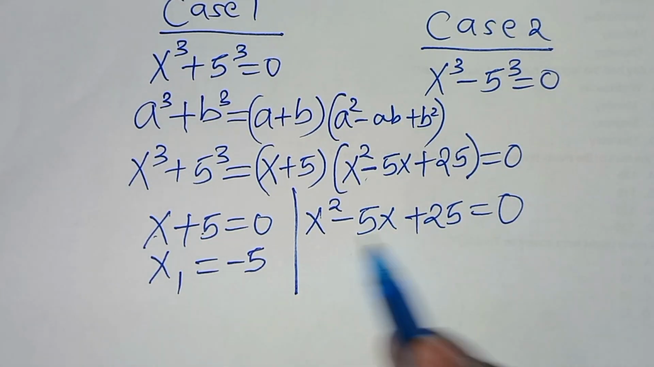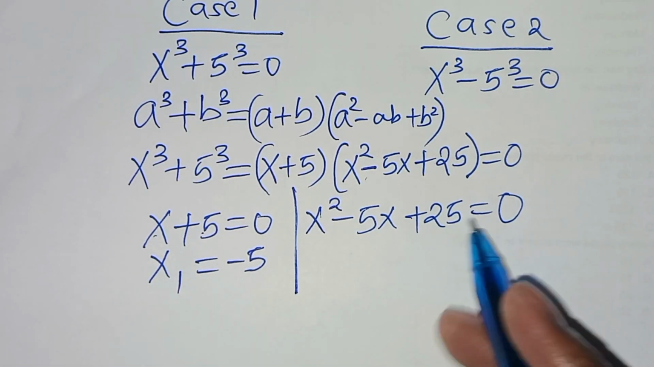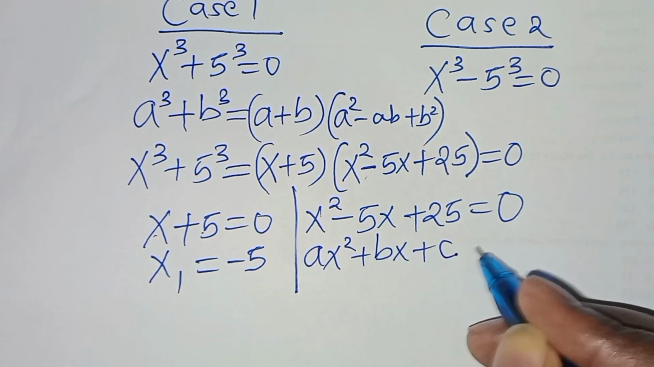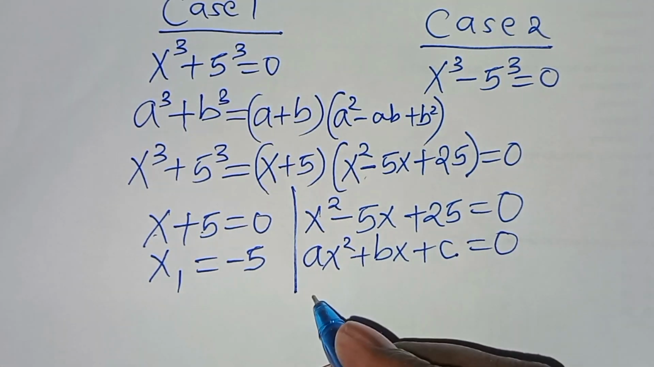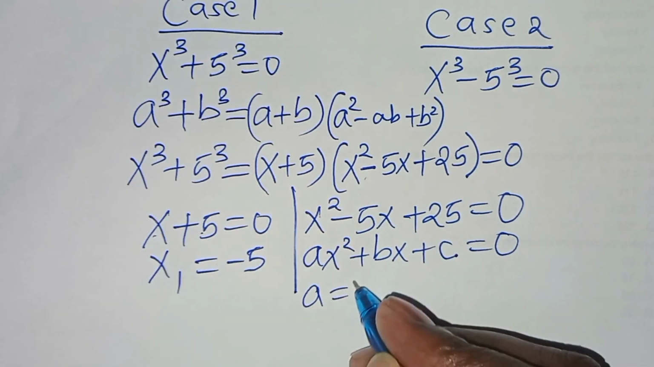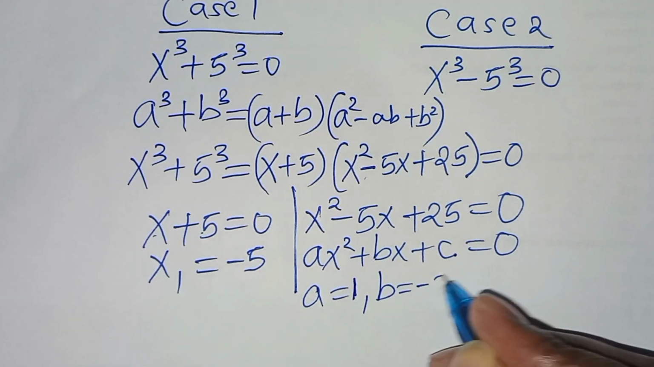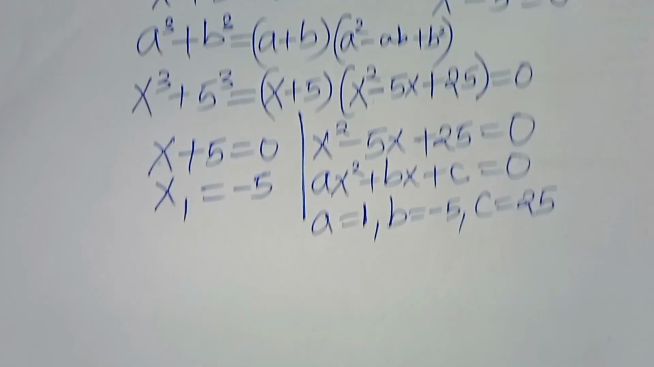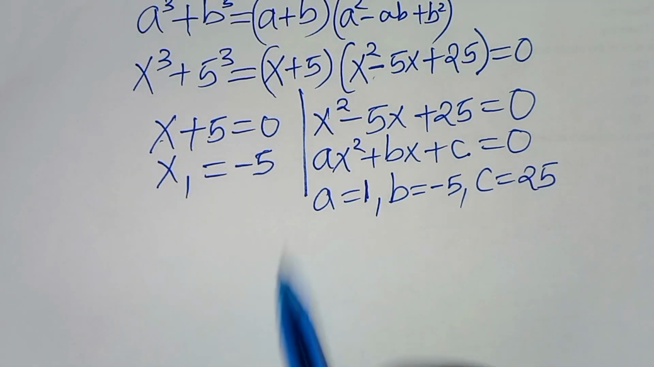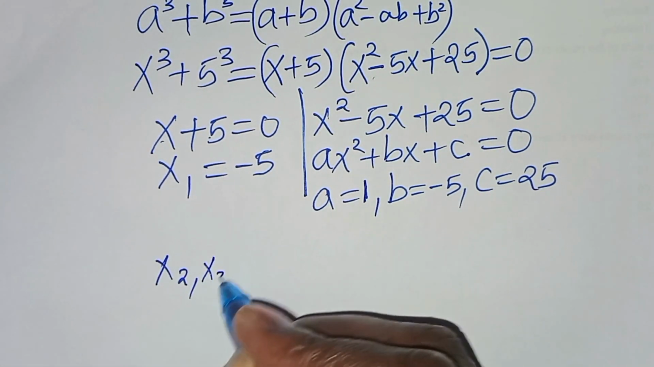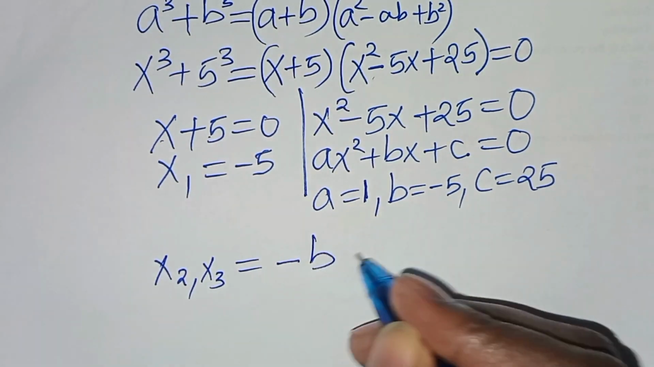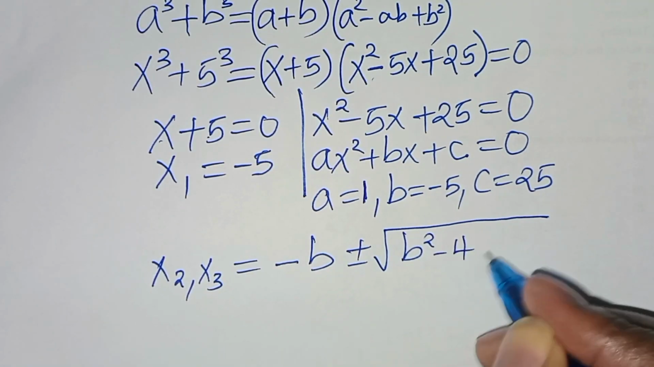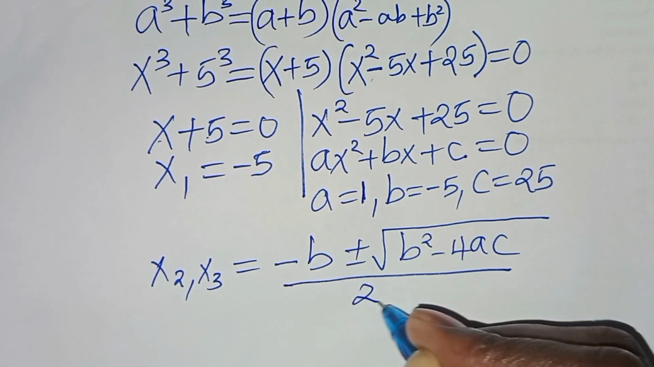So let's solve the other solutions in this quadratic equation, which is in the form of ax squared plus bx plus c, this is equal to 0. So in this quadratic equation, a is equal to 1, b is equal to negative 5, and c is equal to 25. The next step here, let's solve for the values of x2 and x3, applying the quadratic formula, which is negative b plus or minus the square root of b squared minus 4ac, all this divided by 2 times a.